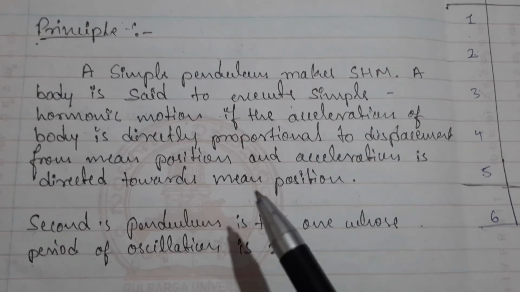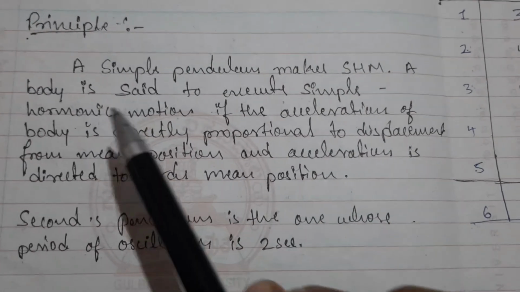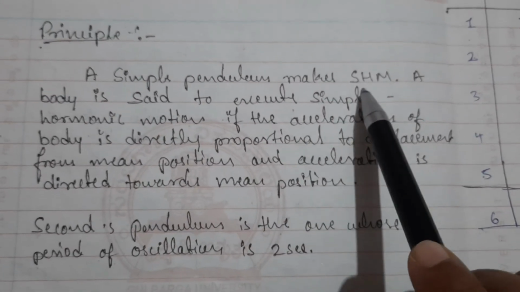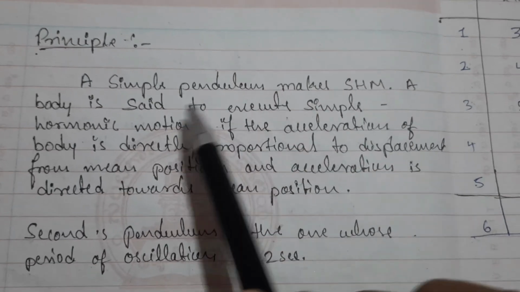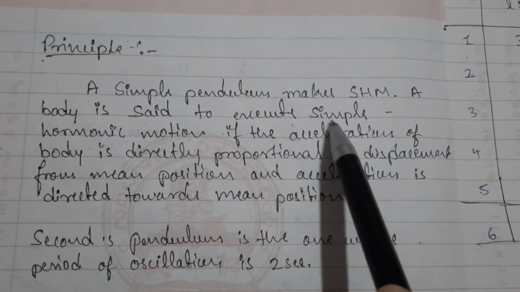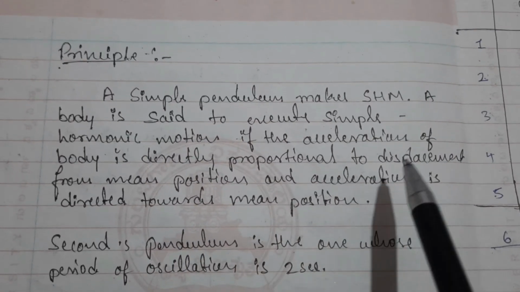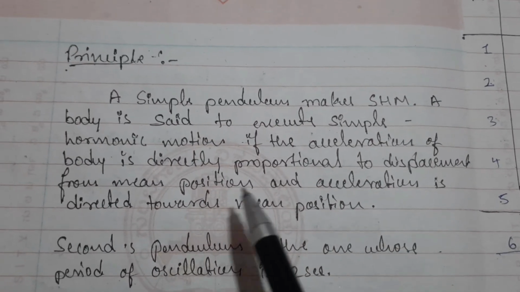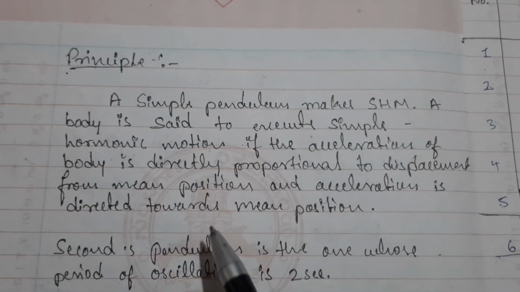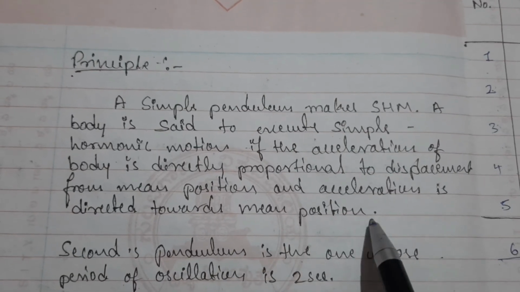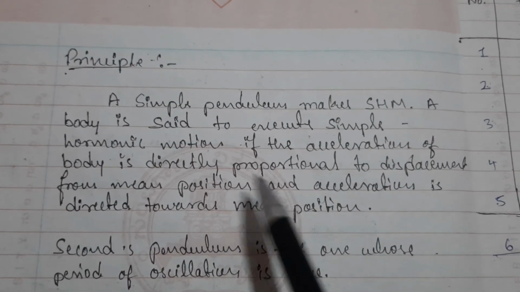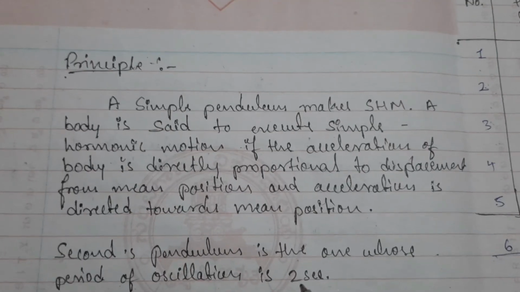What is the principle of a simple pendulum? We should know, a simple pendulum makes simple harmonic motion, SHM. A body is said to execute simple harmonic motion if the acceleration of the body is directly proportional to the displacement from the mean position and the acceleration is directed towards the mean position. This is the principle of the simple pendulum.